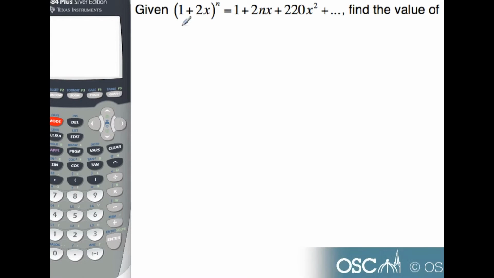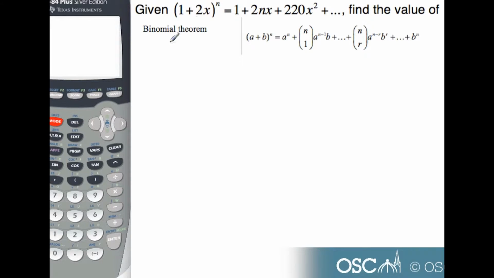In this problem, we're given this binomial (1 + 2x)^n equal to this expansion that goes on forever. I'm looking to find n. Since it's a binomial, I'm going to use the binomial theorem, recognizing that my a value is 1, my b value is 2x, and n is just n. I'm going to start expanding this using the binomial theorem and then match it up to what I know it has to equal.